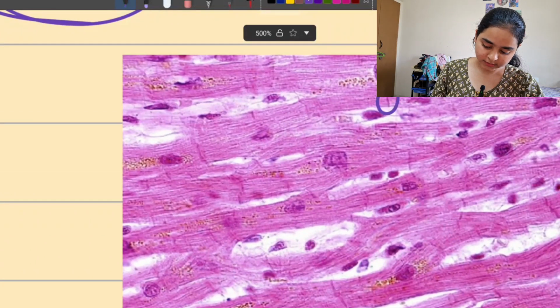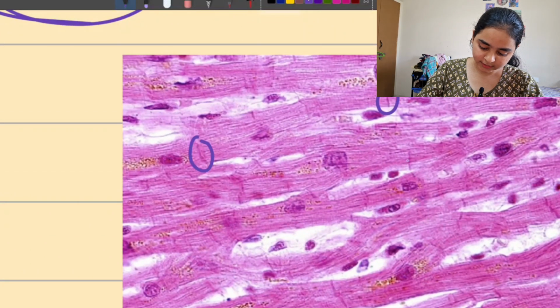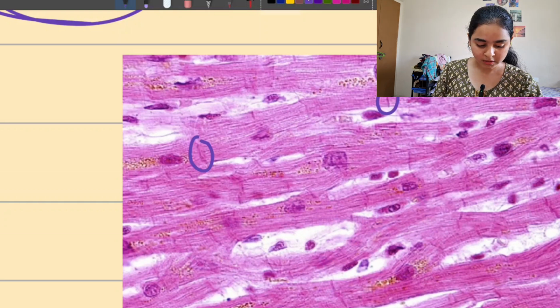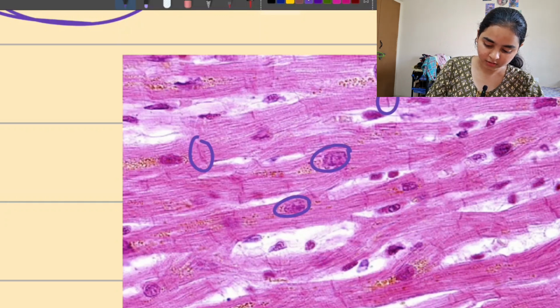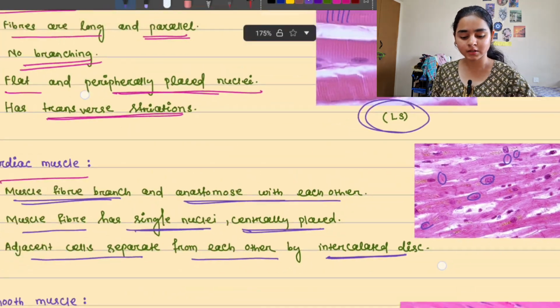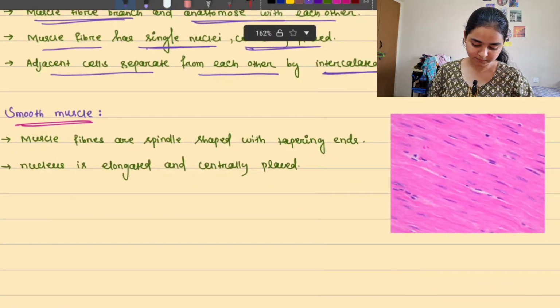So here you can see these are the intercalated disc present in the cardiac muscle, and the muscles are branching and anastomosing into each other. So this is the cardiac tissue, and the nucleus is present in the center, not in the periphery. The nucleus is present in the center of the muscle fiber. Okay, so this is the cardiac tissue.